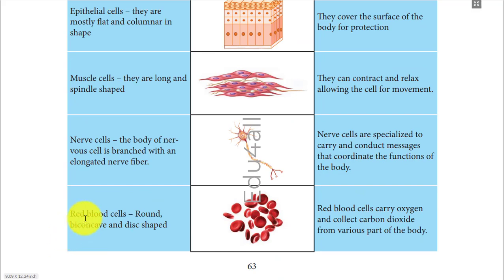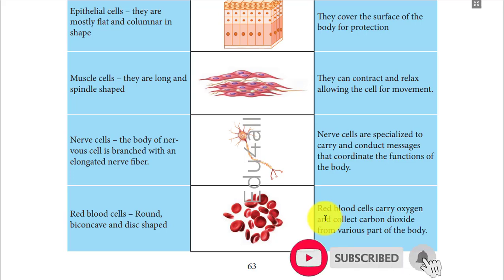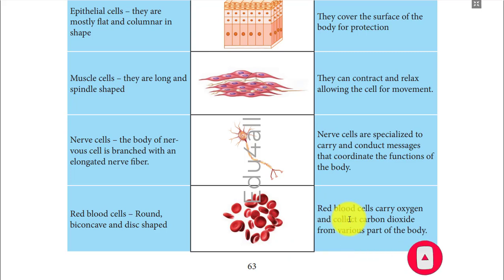So next is the red blood cell, which is disc shaped. It carries oxygen and collects carbon dioxide. From the lungs it collects oxygen and transmits it to all the parts of the body. In the same way, from all the cells it collects carbon dioxide and sends it out. So this is a transport vehicle.